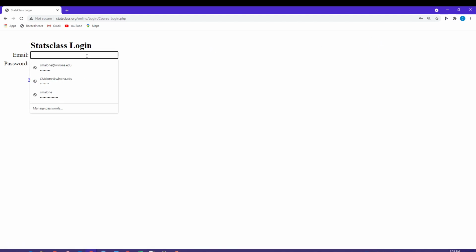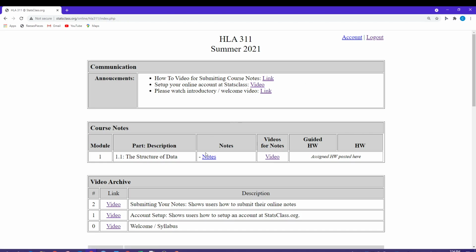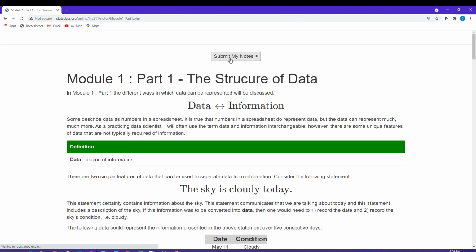I'll just log in using my account that I created. Go ahead and log in there. And now you can see I'm logged in. And when I click on my notes, you'll notice that you have a submit button at the top and the bottom of this set of notes. So if you don't see your submit button here, that means you are not logged in. You need to go back, log in, and then click on those notes. That way, when you answer your questions, you're able to submit them for me.